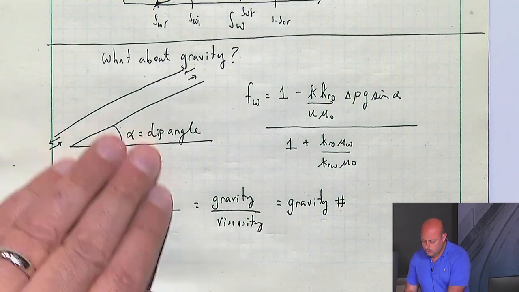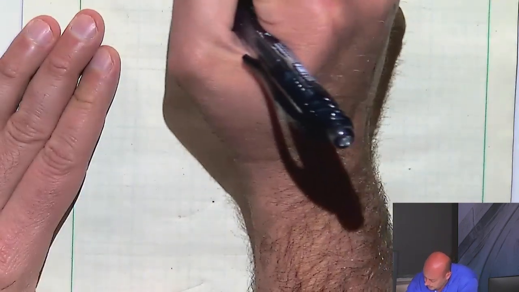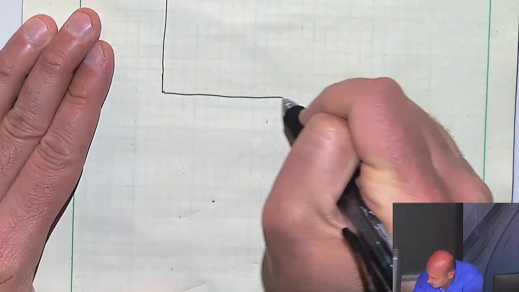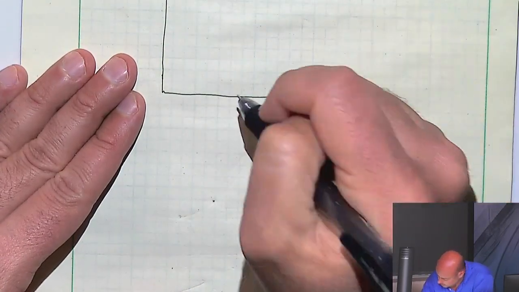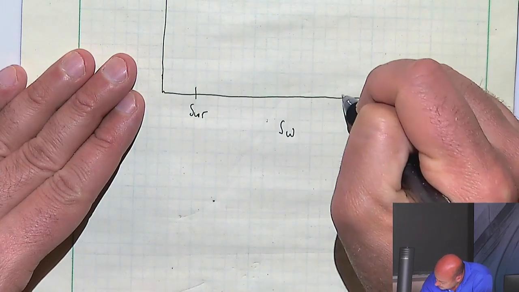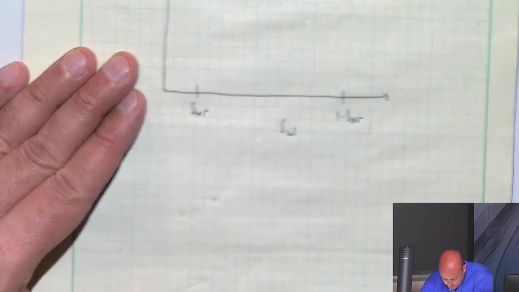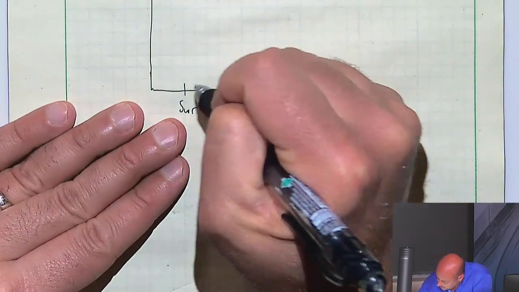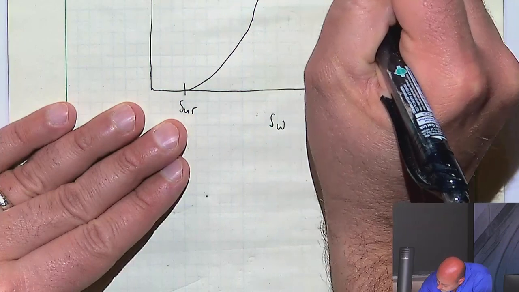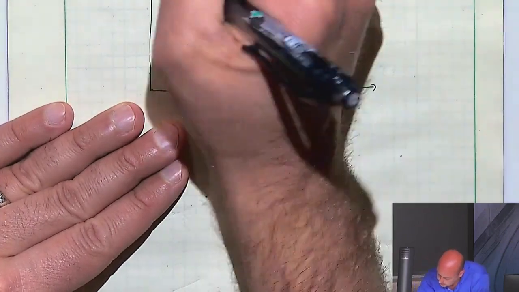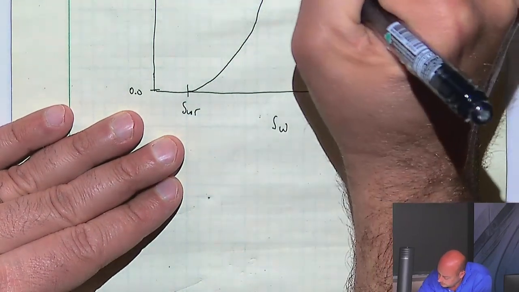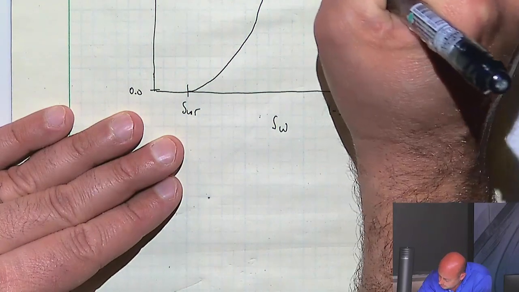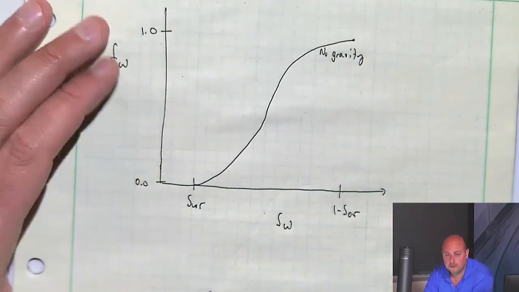And you might recall from the last chapter, if we plot FW, fractional flow, versus SW, where this is SWR and this is SW equal to 1 minus SOR, then without gravity, you get our usual plot that looks like that. So this is 1, that's 0, and this is no gravity.